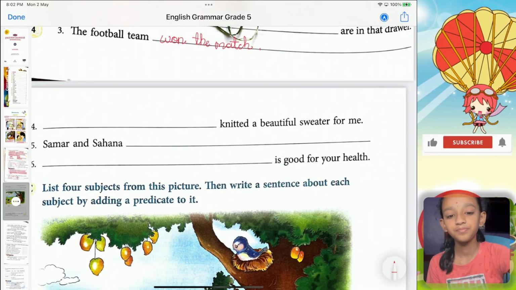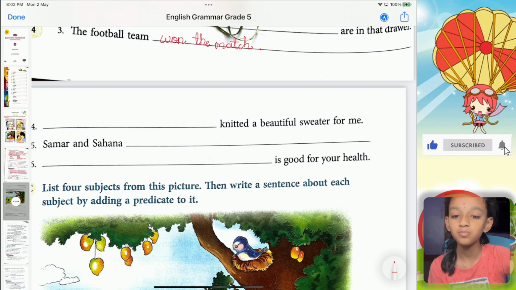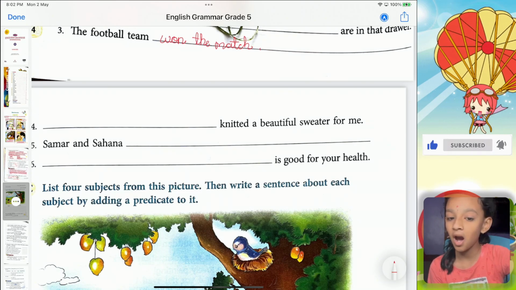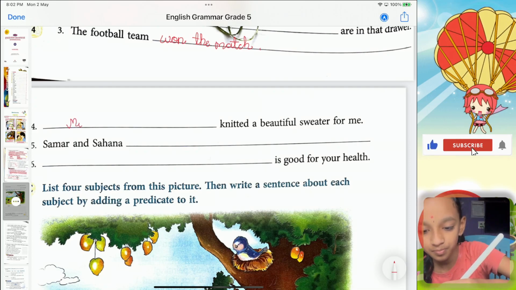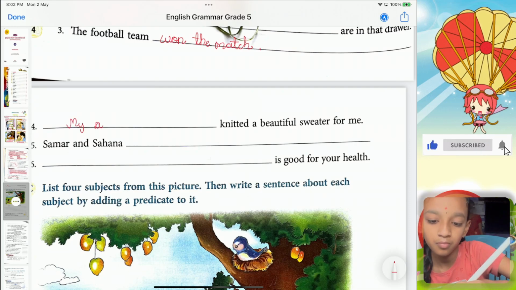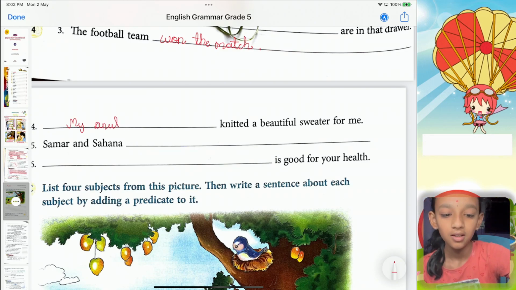Dash knitted a beautiful sweater for me. My aunt. Yep, you can write that. My aunt knitted a beautiful sweater for me.